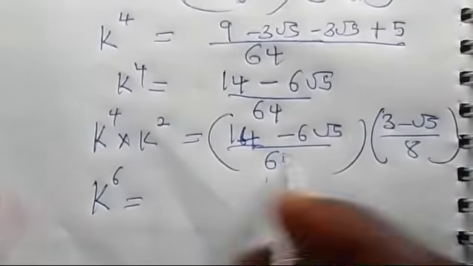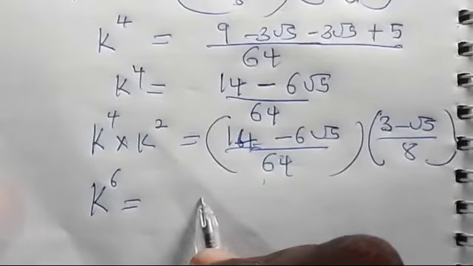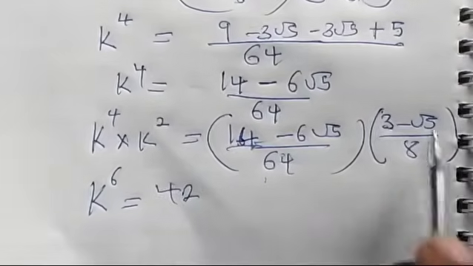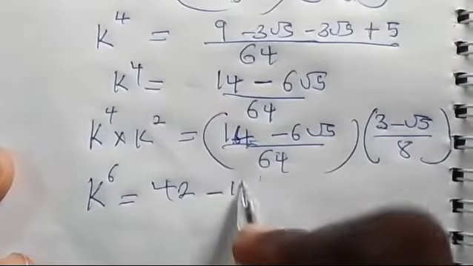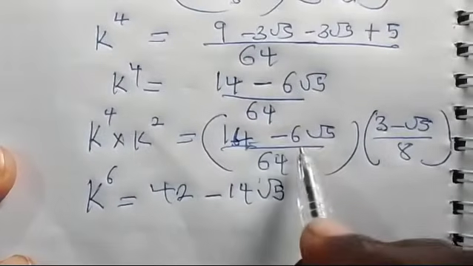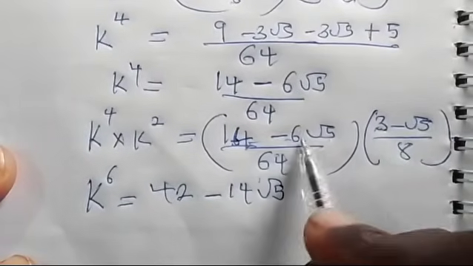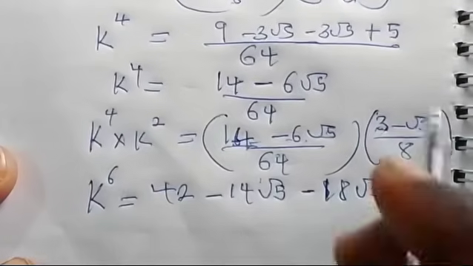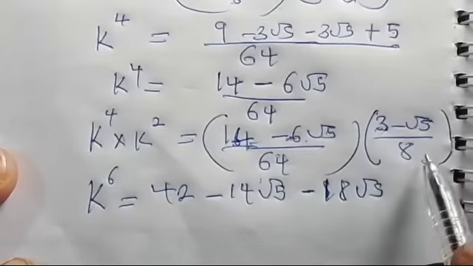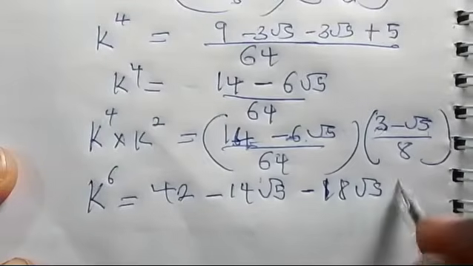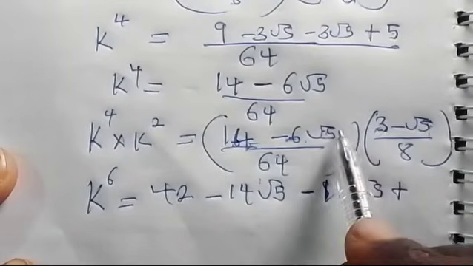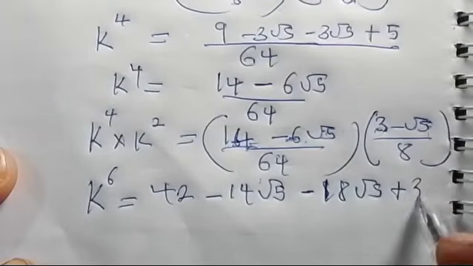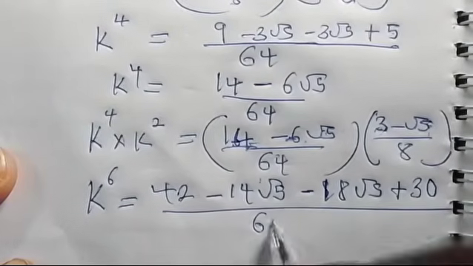14 multiplied by 3, that's going to give us 42, right? We have 14 multiplied by minus root 5, that's minus 14 root 5. Minus 6 root 5 multiplied by 3, that's minus 18 root 5. And here we have minus 6 root 5 multiplied by minus root 5, which is plus, this is going to give us 5, right? So 6 multiplied by 5, that's 30. All divided by 64 multiplied by 8.